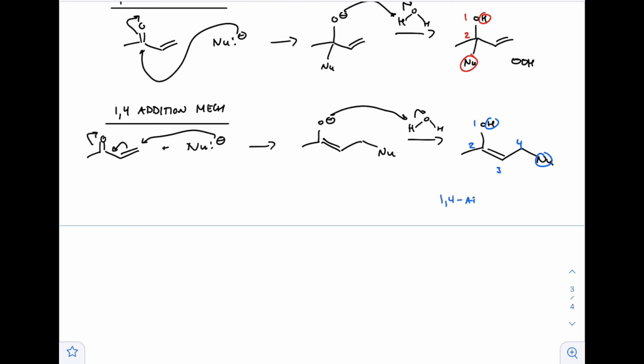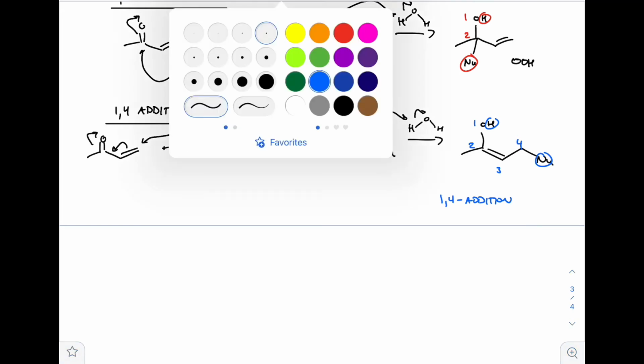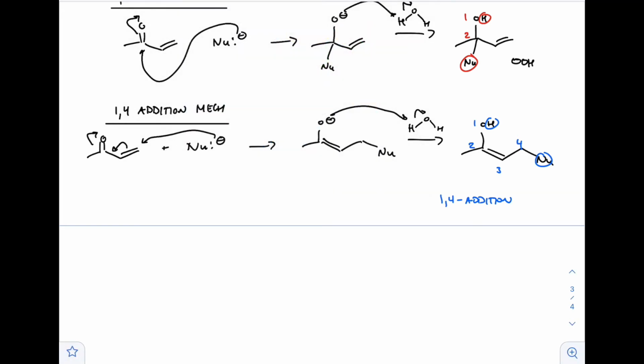The nucleophile added to the 4 position and the hydrogens on the 1 position. So the 1,4 addition, now it makes sense. But that's not the product that I originally drew, is it? That's because it is an enol, right? Remember enol, remember the enol tautomerization?